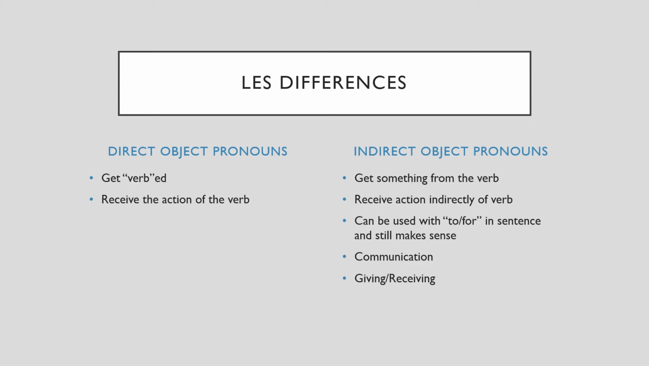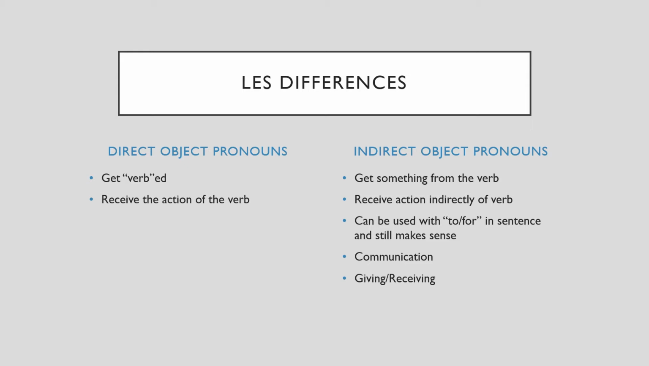Premier, direct object pronouns. These are the straightforward ones. These are the ones that receive the action of the verb directly, as your English language arts teacher may have told you. I like to simplify that. The direct object pronoun, or the direct object in general, is the object in the sentence that gets verbed. I watch it. What got watched? It. There's my direct object, or in this case, a direct object pronoun.